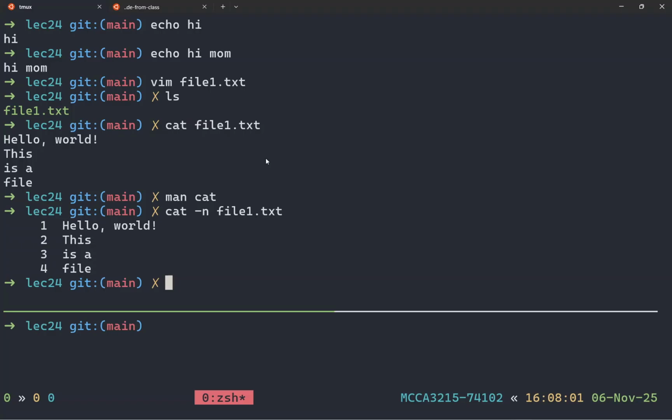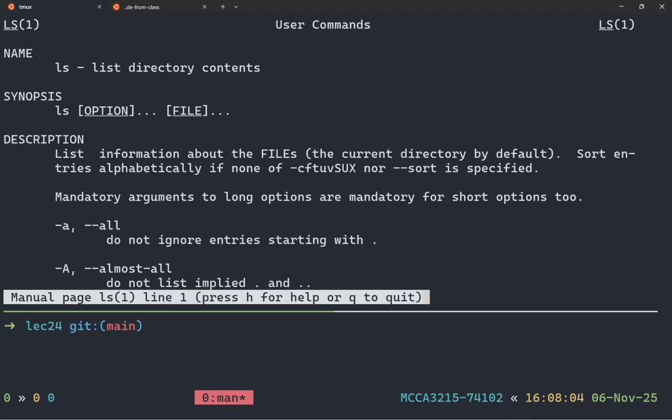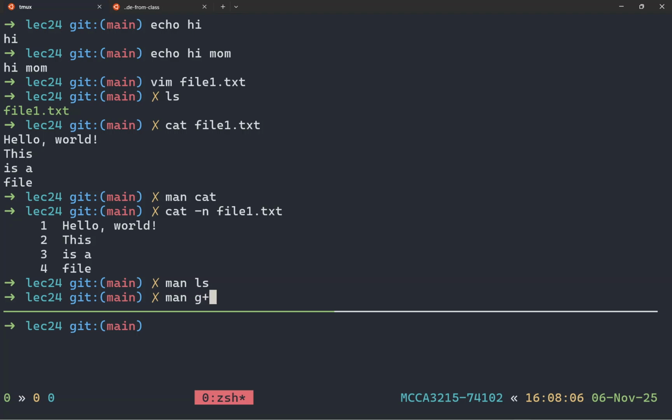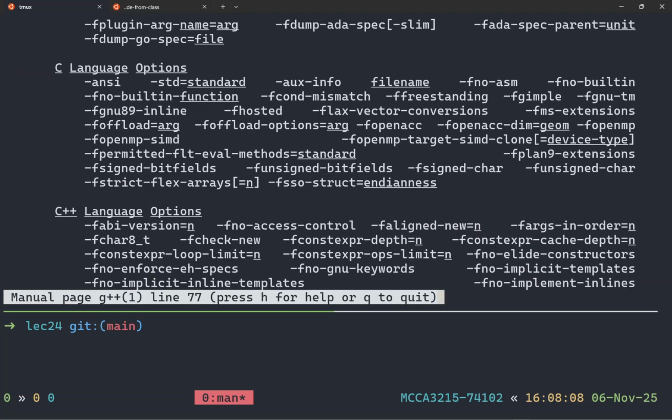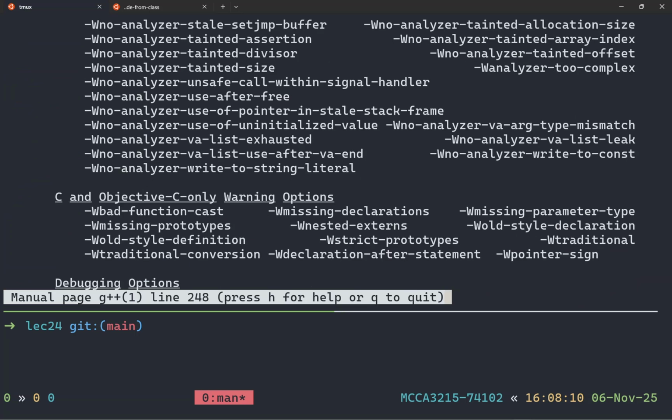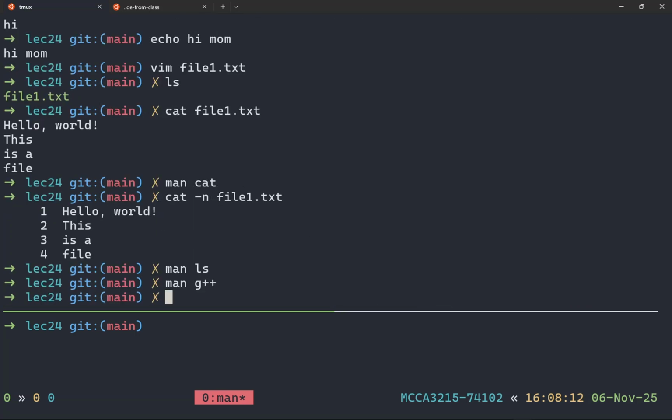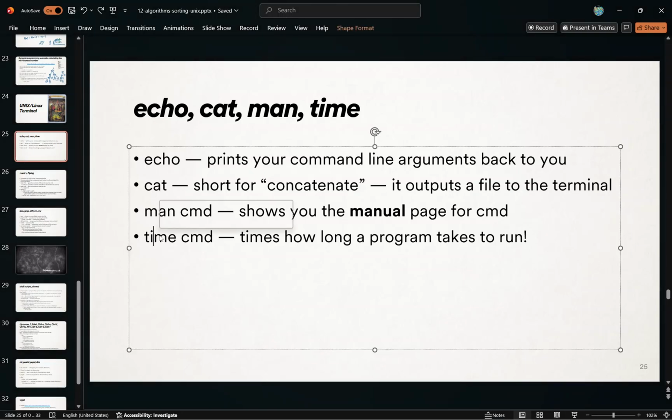So that's the manual page. You can do that for anything, like man ls. What can we do there? Man g++ is disgustingly long. These are all the options you could give to g++. Wow. Different options, different things it can do. And then time. Time is a cute one. It lets you time how long something took to run.